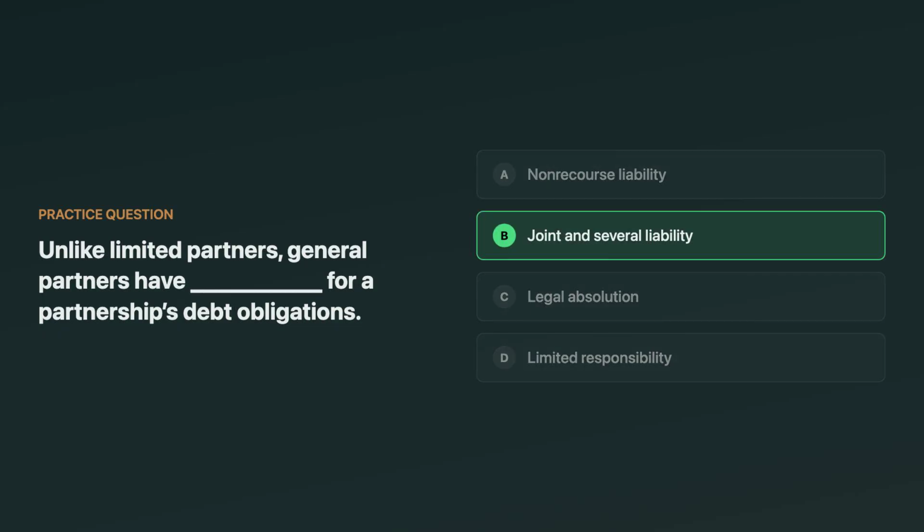The correct answer is joint and several liability. General partners are personally liable for partnership debts and obligations, and a creditor can generally pursue any one partner for the full amount. A tempting wrong answer is limited responsibility, because people confuse it with limited partners, but general partners don't get that shield.